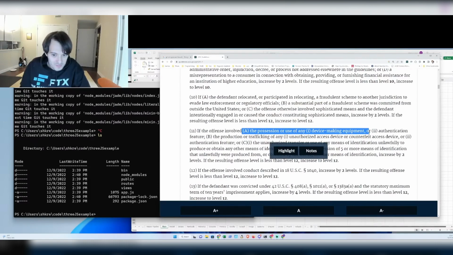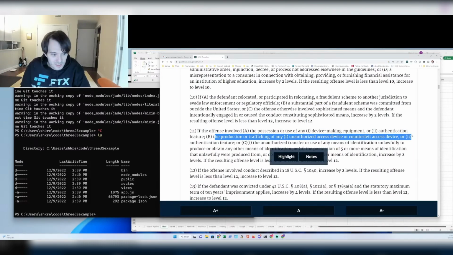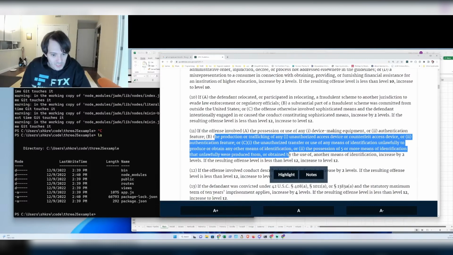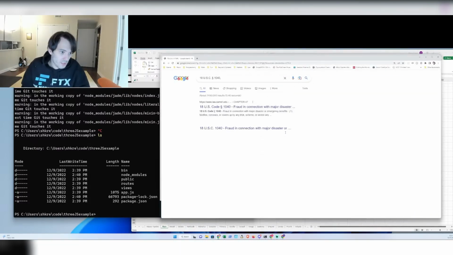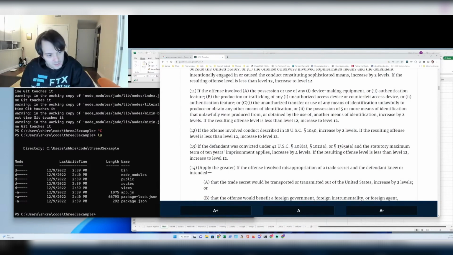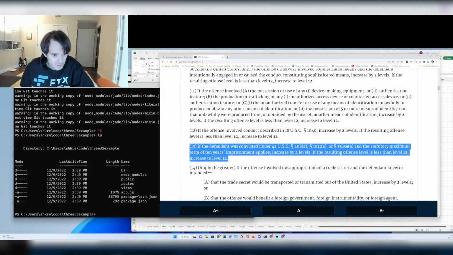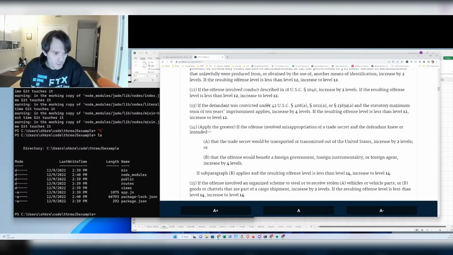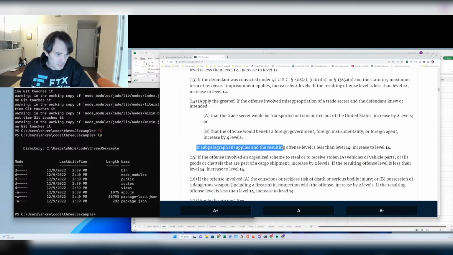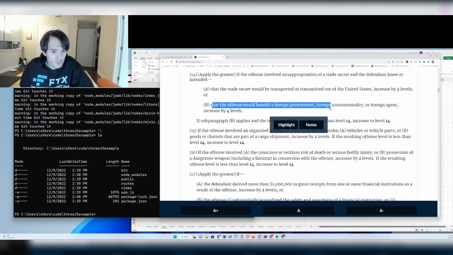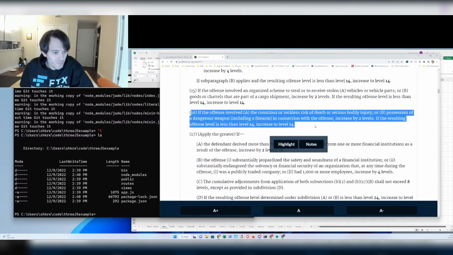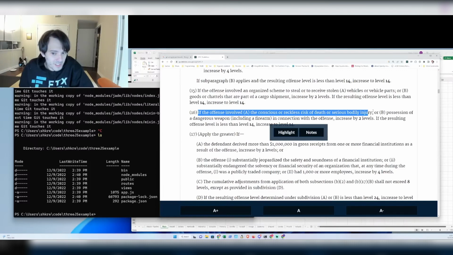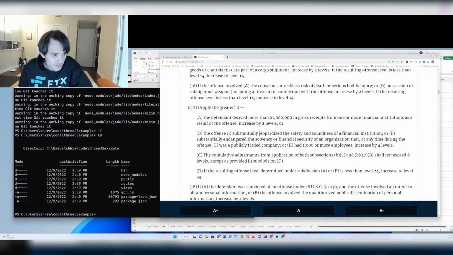Number 11, the possession of any device-making equipment, authentication feature, trafficking, unauthorized access, counterfeit fraud device, any use of identification, illegal ID, so no. If the offense involved 1040, I don't know what 1040 is, let's see. 1040 is fraud connected to a disaster like Hurricane Katrina, so that's no. 13, if you're convicted under 408, 111, or something else, I will skip that one. Number 14, misappropriation of a trade secret, I would say no. Or that the offense would benefit a foreign government. You could argue that that's the case. 15, an organized scheme to steal vehicle parts, no. If the offense involved conscious or reckless risk of death or bodily harm or a dangerous weapon, I would say no. Okay, this is a good one.